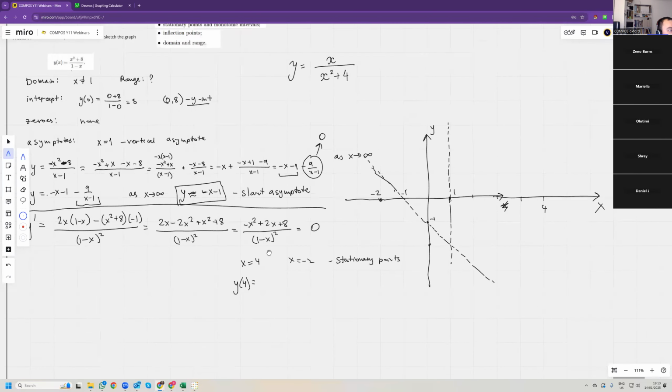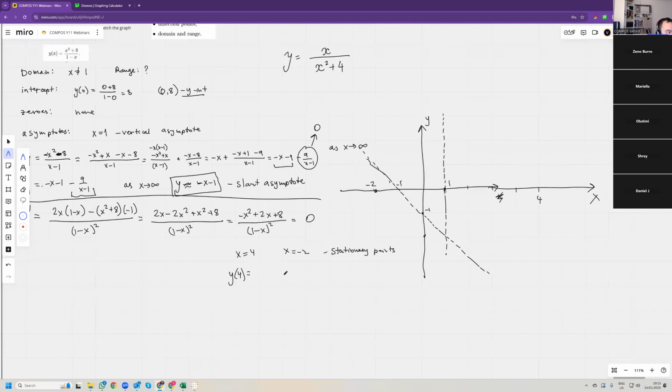So that is 16 plus 8 over minus 3. So that would be 16 plus 8 over minus 3, that's 24 over 3 minus 8. And y of minus 2, that's going to be 4 plus 8 over 1 plus 2, so 3, 12. 12 over 3, that's 4.